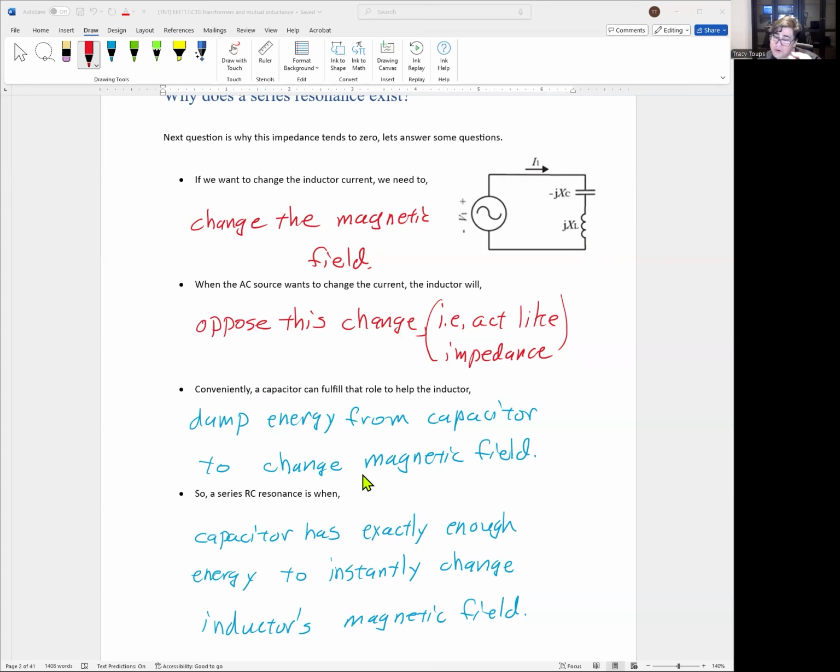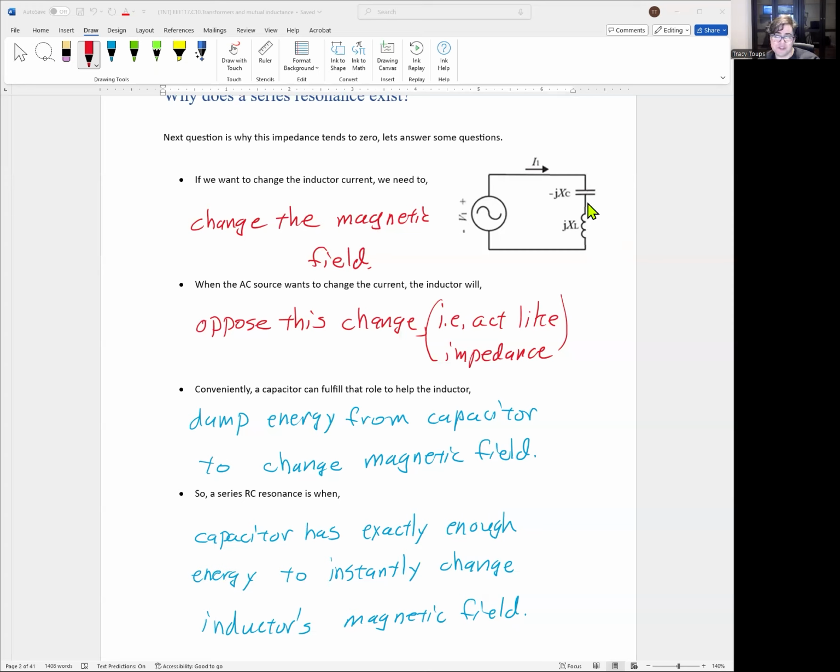And it's tuned perfectly. So a series RL resonance is when the capacitor has exactly enough energy to instantly change an inductor's magnetic field. It's not too much and it's not too little, because if we had too much energy, then the capacitor will act like an impedance because it has leftover energy. If it doesn't have enough energy, you didn't fully change the magnetic field, so the inductor will still have a little bit of impedance left.